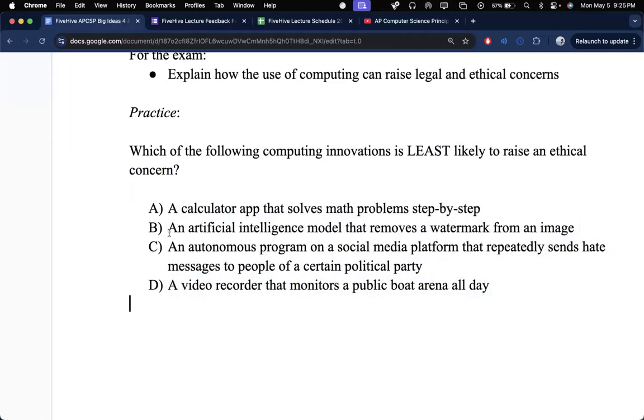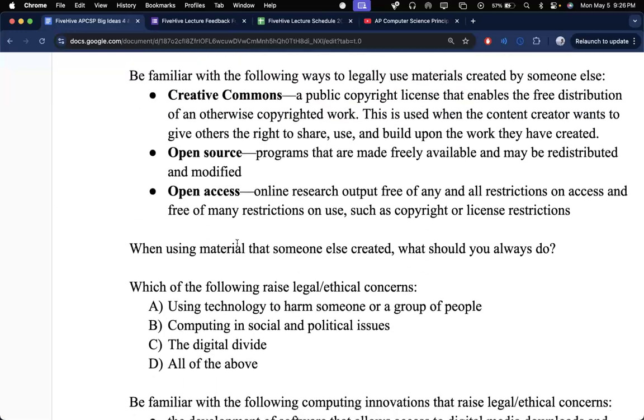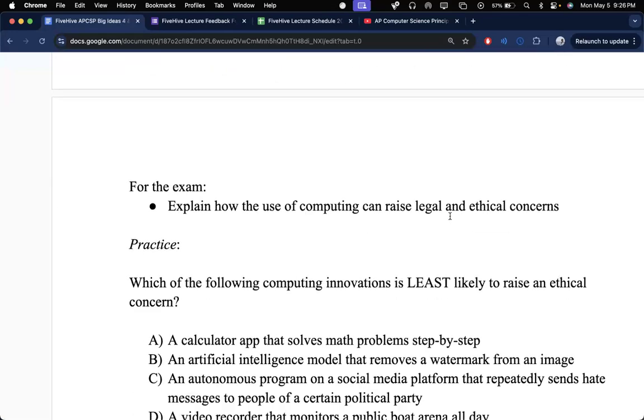So let's go over B first, an artificial intelligence model that removes a watermark from an image. Obviously, that's super not great because if something's copyrighted, it's straight up disrupting the copyright. It's getting rid of that, right? So we don't want to do that. C, an autonomous program on a social media platform that repeatedly sends hate messages. Obviously, this is not good, right? That's getting towards harming a group of people, right? So we don't want to do that.